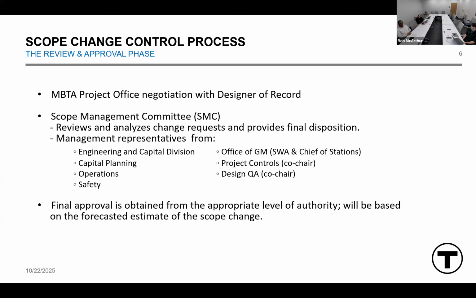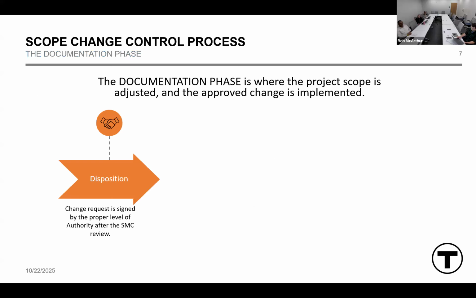Management representatives from engineering and capital division, capital planning, operations, safety, the office of the general manager, project controls, and design QA all make up the new committee, and project controls and design QA will be the two co-chairs of the committee. Final approval is obtained from the appropriate level of authority and will be based on the forecasted estimate of the scope change.